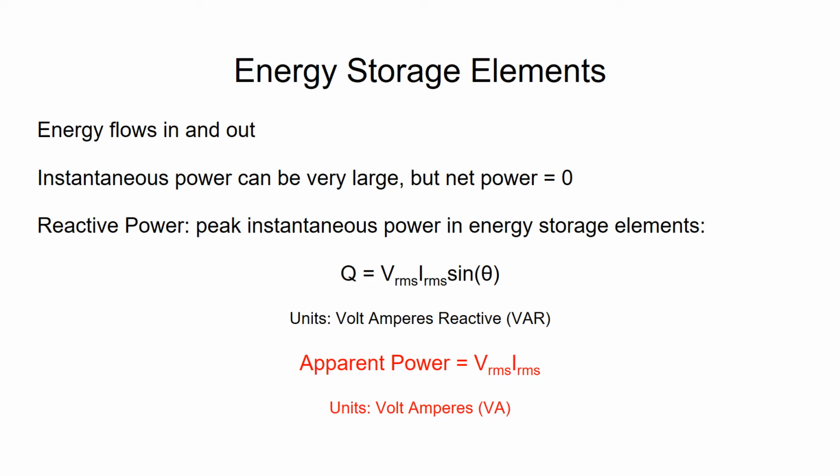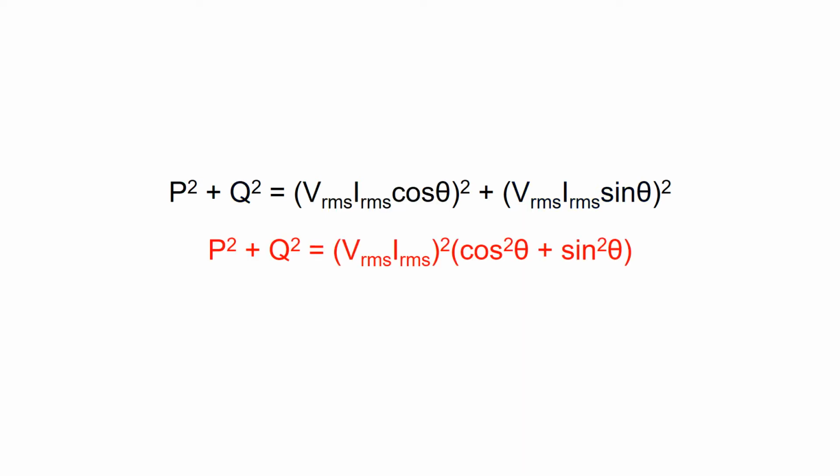Now let's define apparent power, which is the product of the effective voltage and current, with the units volt amperes or VA. We can use all these definitions to formulate a very useful equation. Let's add P squared to Q squared. When we do, we can substitute V RMS I RMS times the cosine of theta for P, and V RMS I RMS times the sine of theta for Q. We factor out V RMS I RMS squared, and then replace cosine squared theta plus sine squared theta by 1. And now we have the equation P squared plus Q squared is equal to V RMS I RMS all squared.